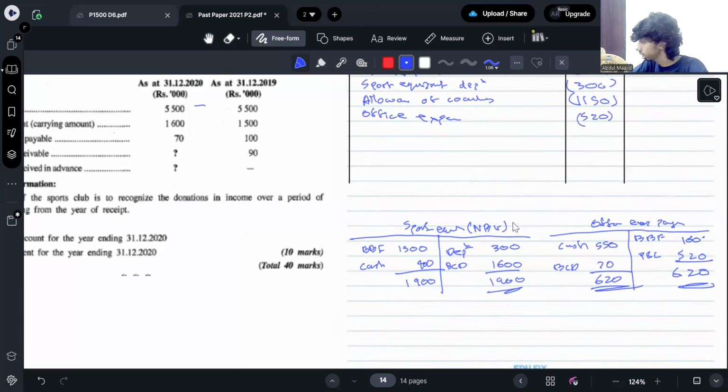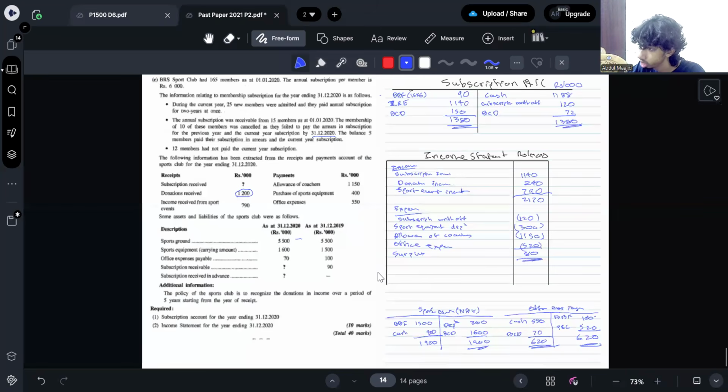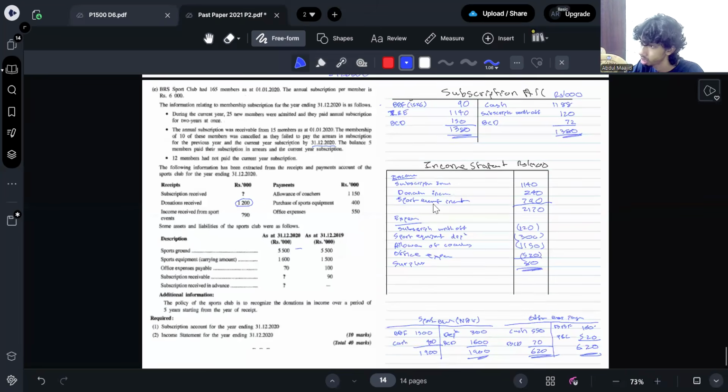Now you can deduct all this and find the surplus. 1,140 plus 240 plus 790, your total income is 2,170, minus 120, minus 300, minus 150, minus 520. Your surplus will be 1,080. So now we are done with the entire paper. All right.